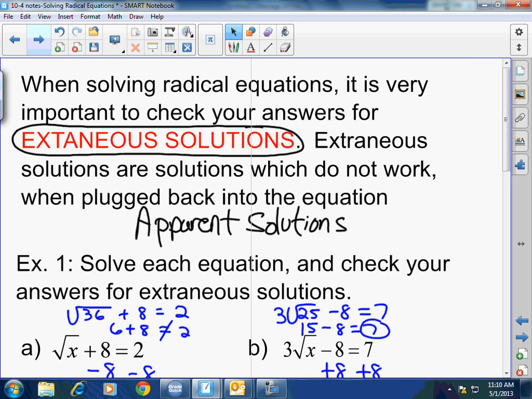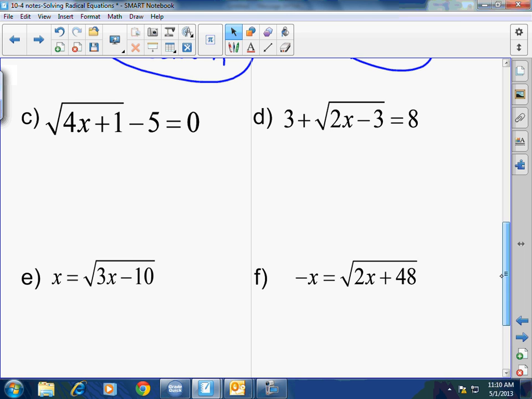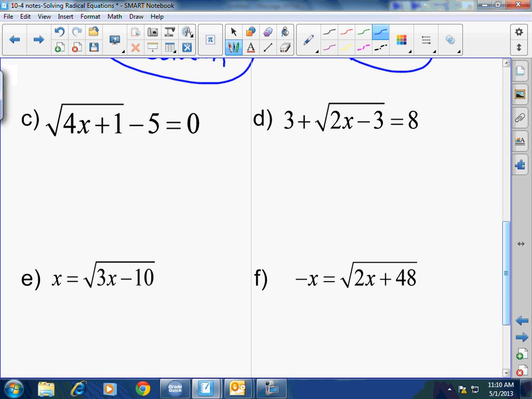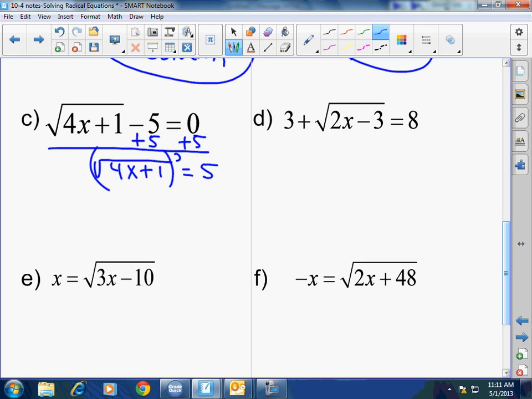Next, C. What do I do here first? You're going to undo addition and subtraction, so you're going to add 5 to both sides. Now I have square root of 4x plus 1 equals 5. How do I release that x from the square root? You don't multiply it by 2. No, that's wrong. You square both sides. Square root and a power of 2 cancel, so you have 4x plus 1 equals 25.